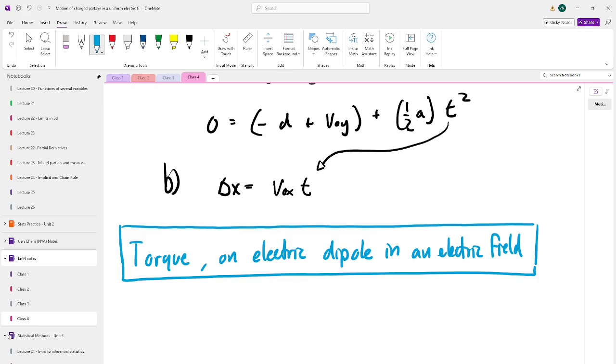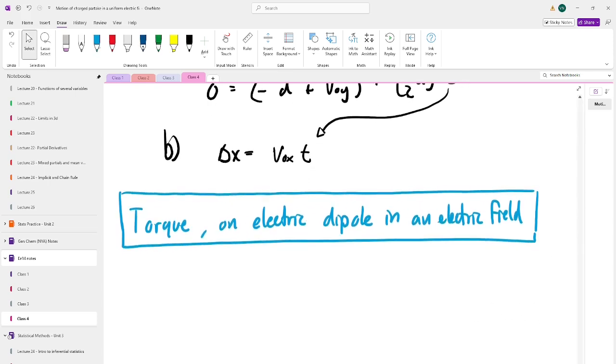So when it comes to torque, we're mainly going to talk about torque on electric dipoles in this class.